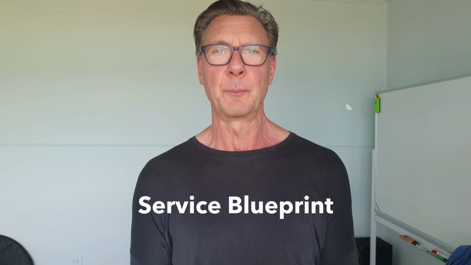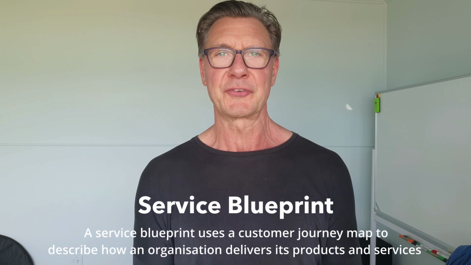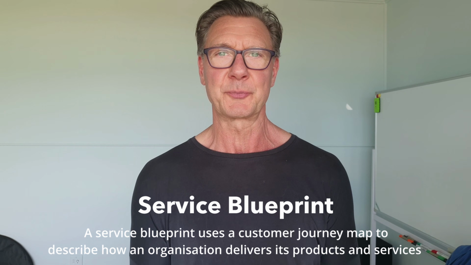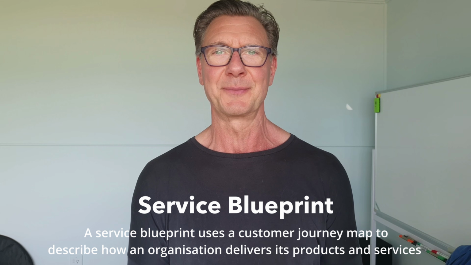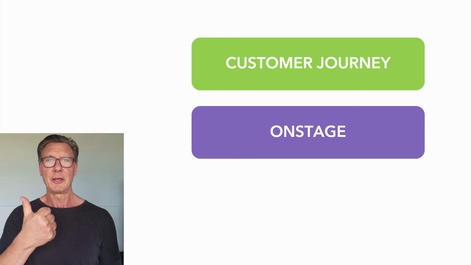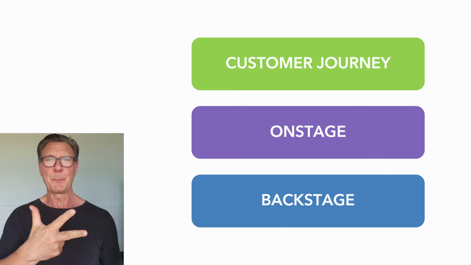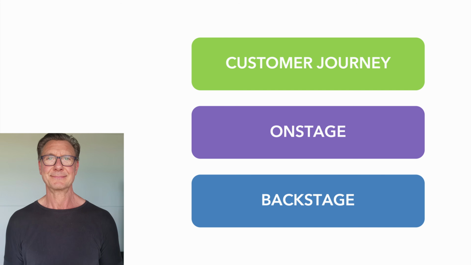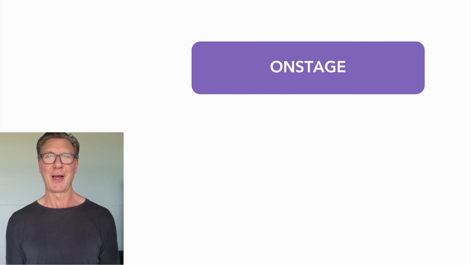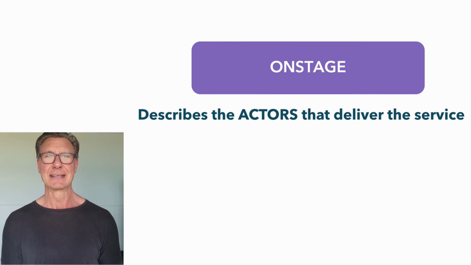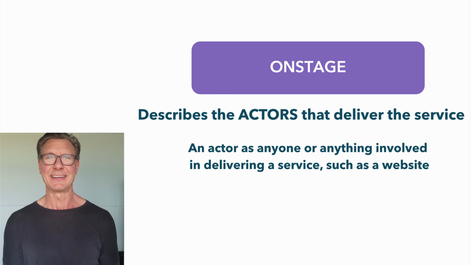One common use is to extend it into a service blueprint, which describes how an organization delivers its products and services to its customers. A service blueprint has three components: the customer journey map, an on-stage component, and a backstage component. The on-stage component describes the actors that deliver the service. Actors are not only employees, but covers anything that interacts with the customer, such as a website.